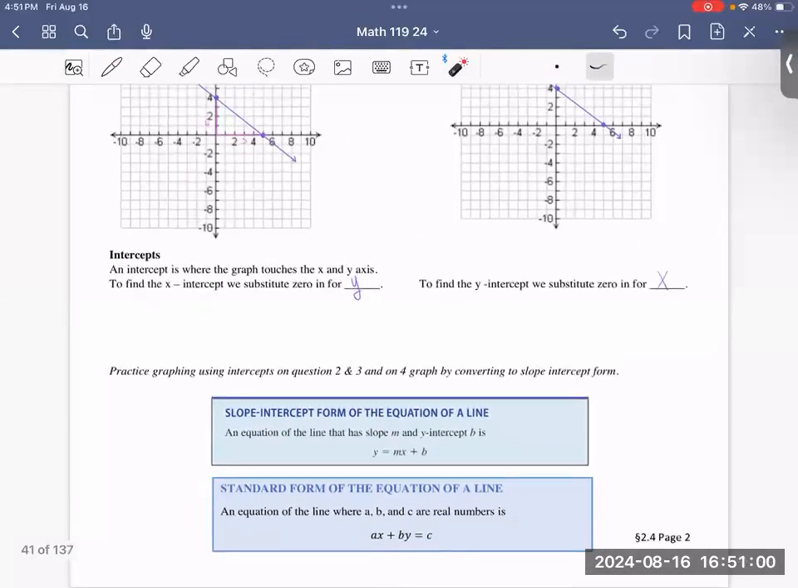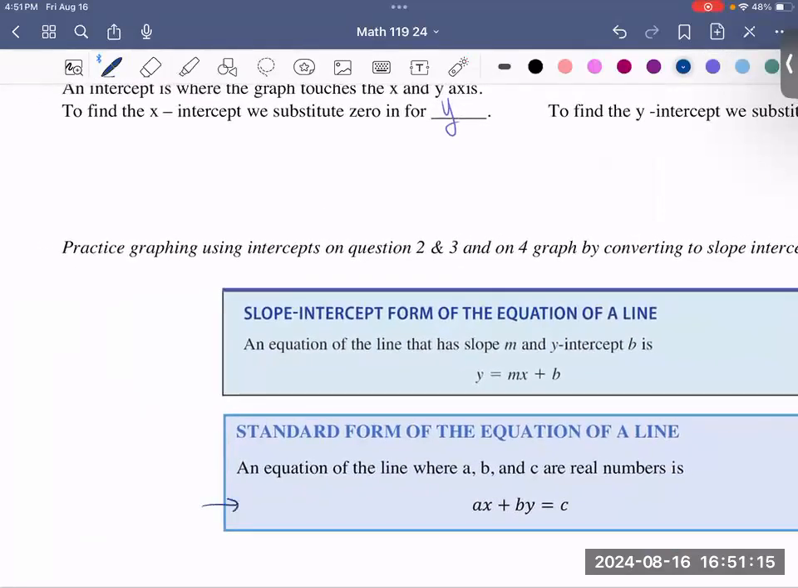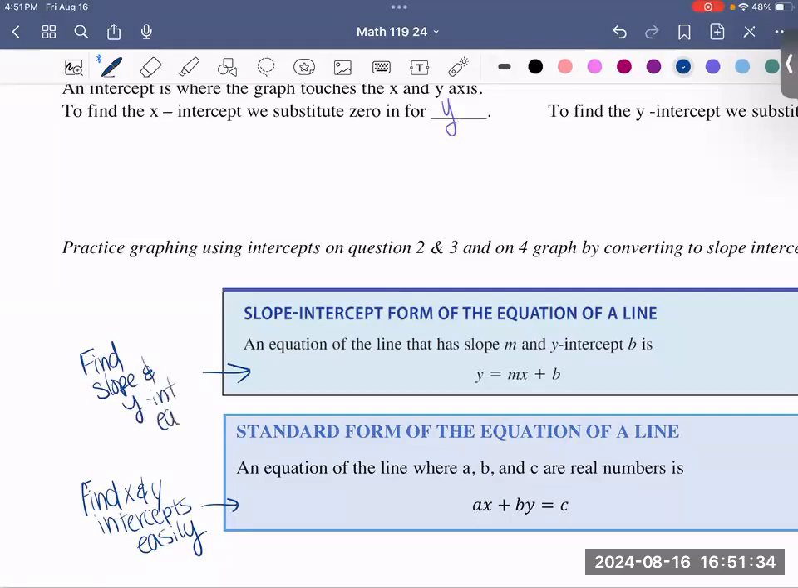So now let's take a look at your slope-intercept form and your standard equation. So your standard form has ax plus by is equal to c. Now in this form, your x and y-intercepts are easy to figure out. So find x and y intercepts easily. This one you're provided with, you find your slope and your y-intercept easily.